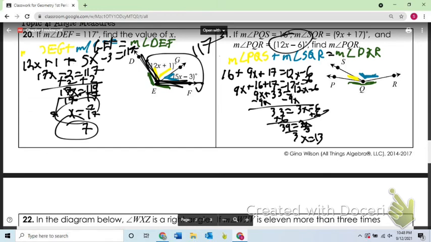Now notice it was asking me to find PQR. So the measure of angle PQR is 12x minus 6. So I plug in my 13 for my x, and I get 156 minus 6, or the measure of angle PQR equals 150 degrees.